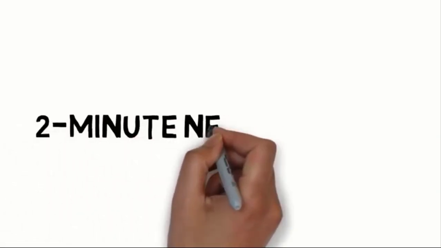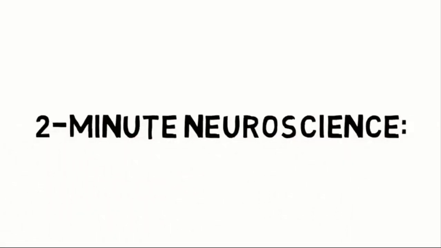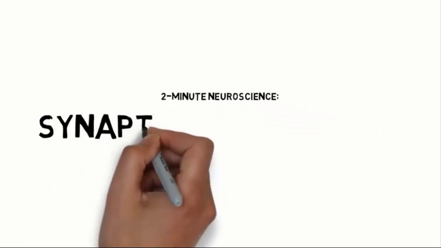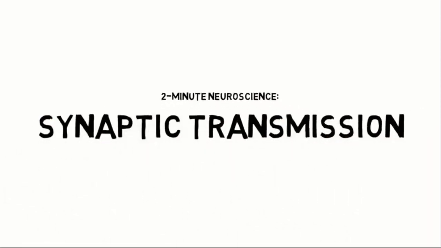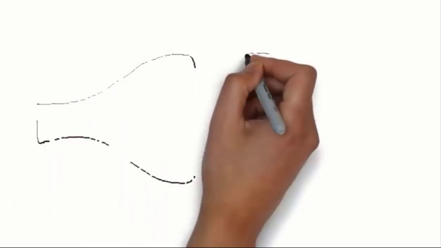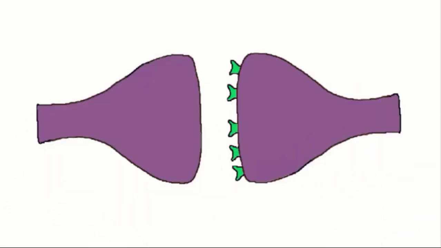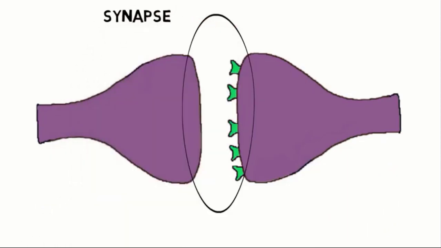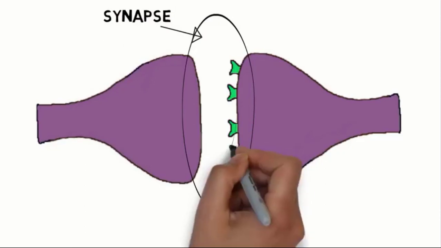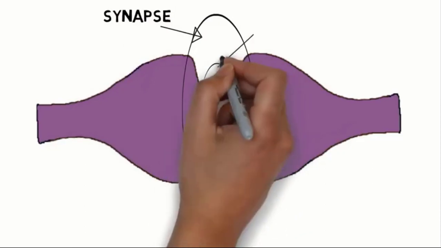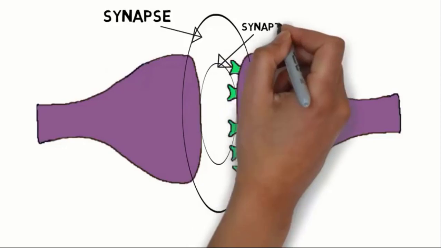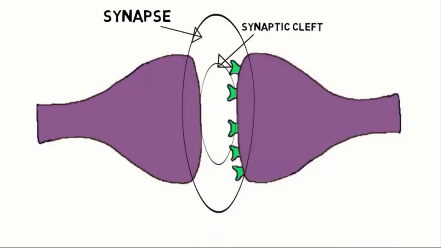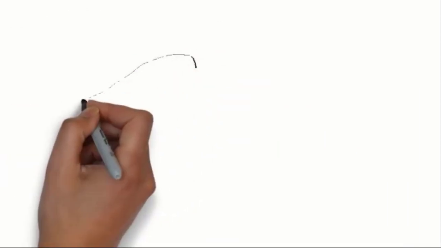Welcome to 2-Minute Neuroscience, where I simplistically explain neuroscience topics in 2 minutes or less. In this installment, I will discuss synaptic transmission. Most communication between neurons occurs at a specialized structure called a synapse. A synapse is an area where two neurons come close enough to one another that they are able to pass chemical signals from one cell to another. The neurons are not actually connected, but are separated by a microscopically small space called the synaptic cleft. The cleft is less than 40 nanometers wide. By comparison, a human hair is about 75,000 nanometers wide.